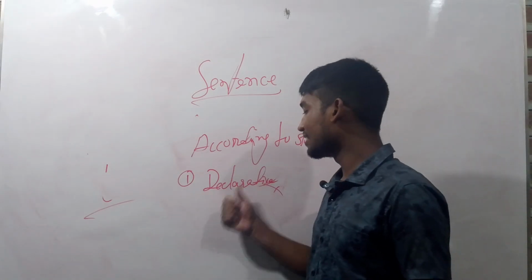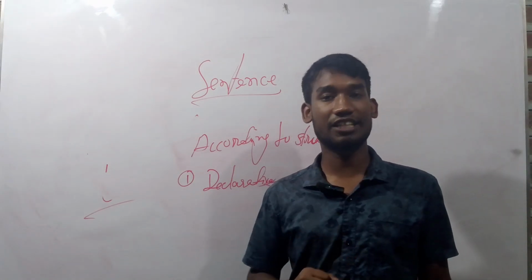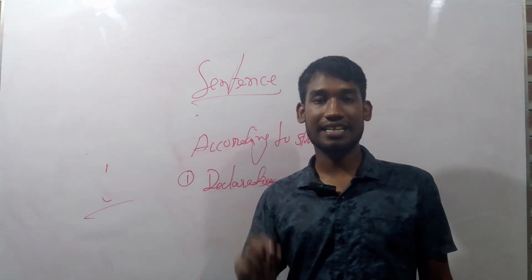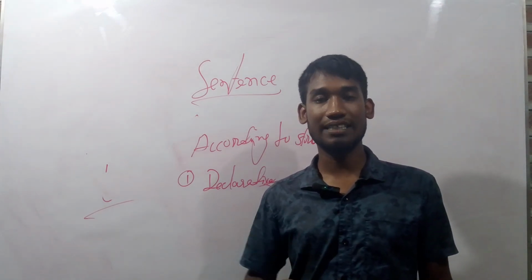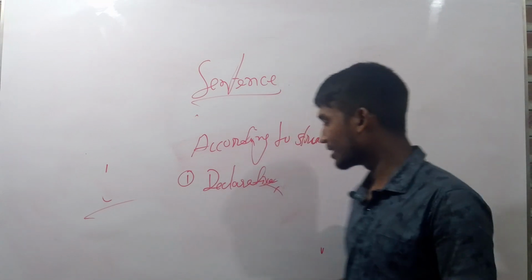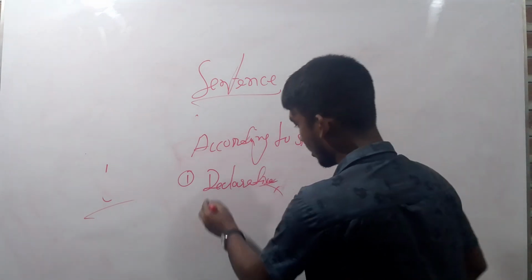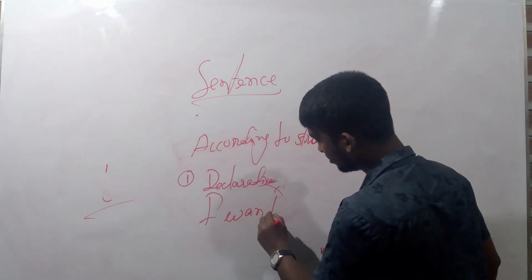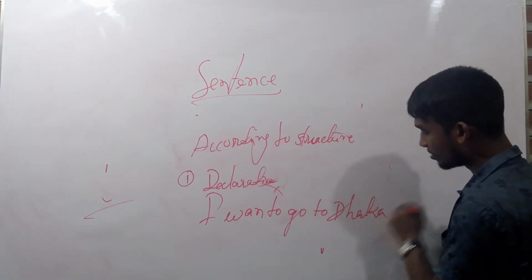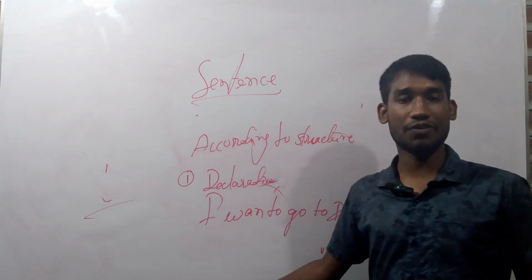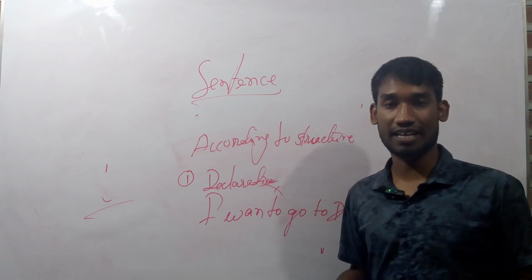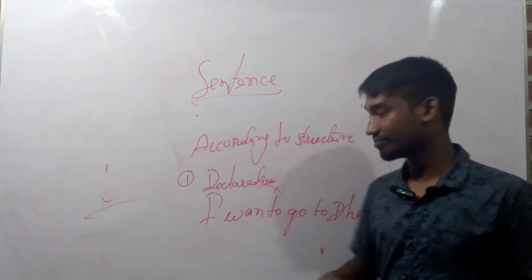So the first one is the declarative sentence. A declarative sentence is a sentence that gives information or states a fact. We describe something, like, I want to go to Dhaka. This is a declarative sentence, or an assertive sentence. We just state a fact or give information.